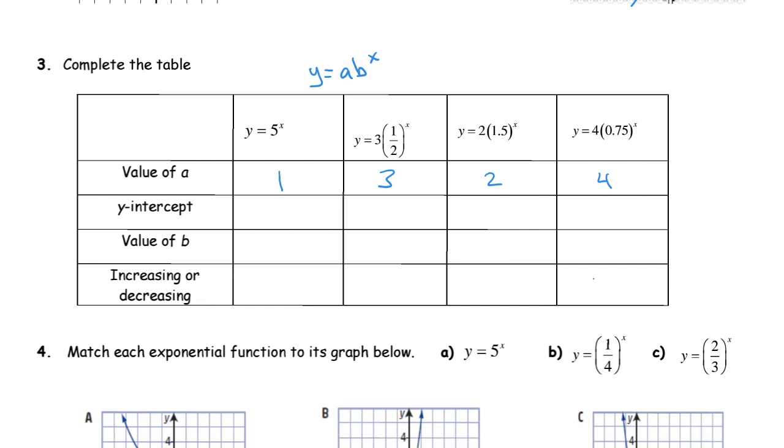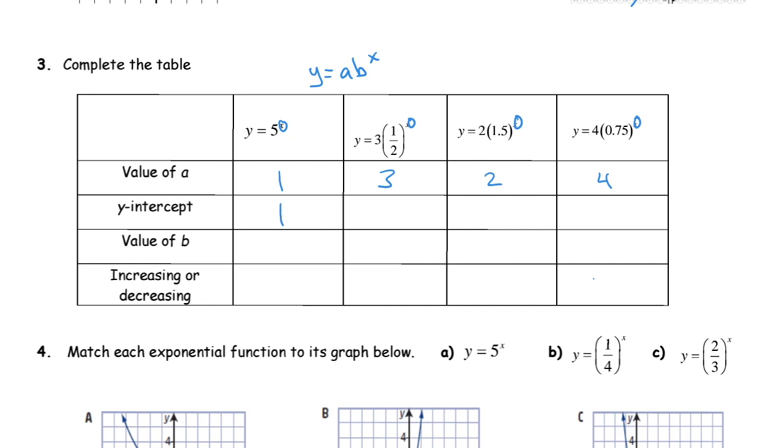For this next one here, the y-intercept. Now, remember that with that power, when the exponent is equal to 0, that power goes to 1. Because x is in the exponent, when I'm looking for the y-intercept, I'm going to make x equal to 0. In every one of these cases here, that power goes to 1. So in the first case here, 5 to the 0 is just going to be 1. So my y-intercept is going to be 1.